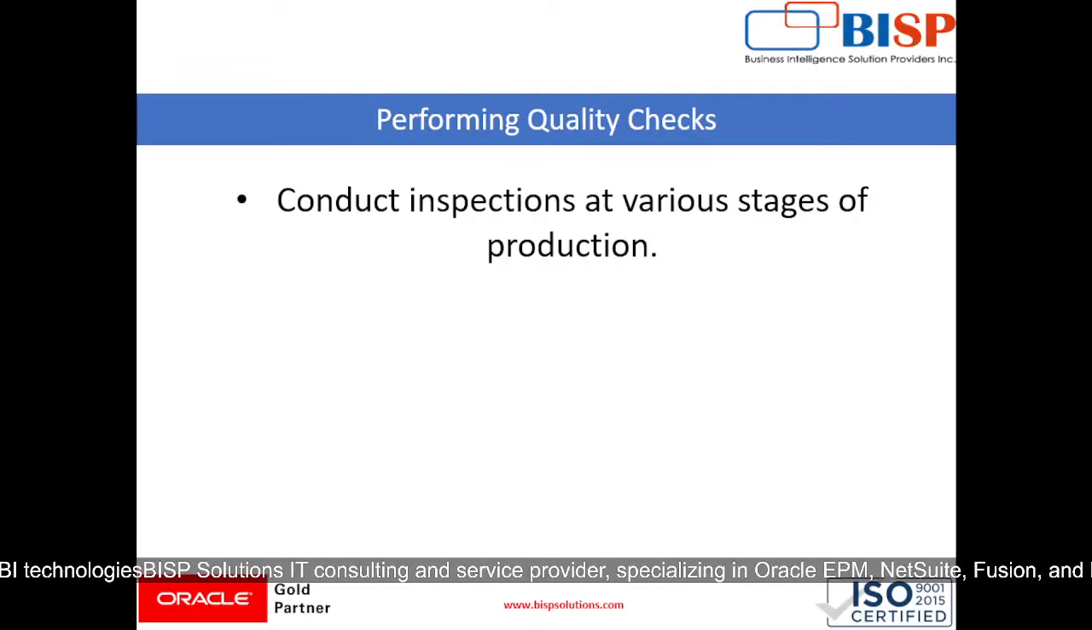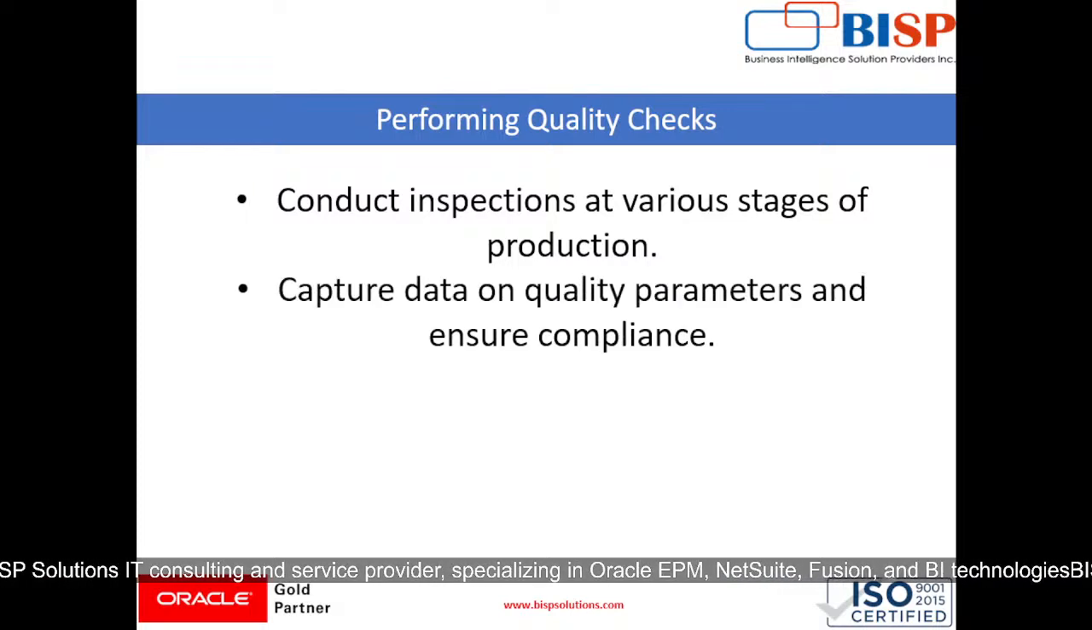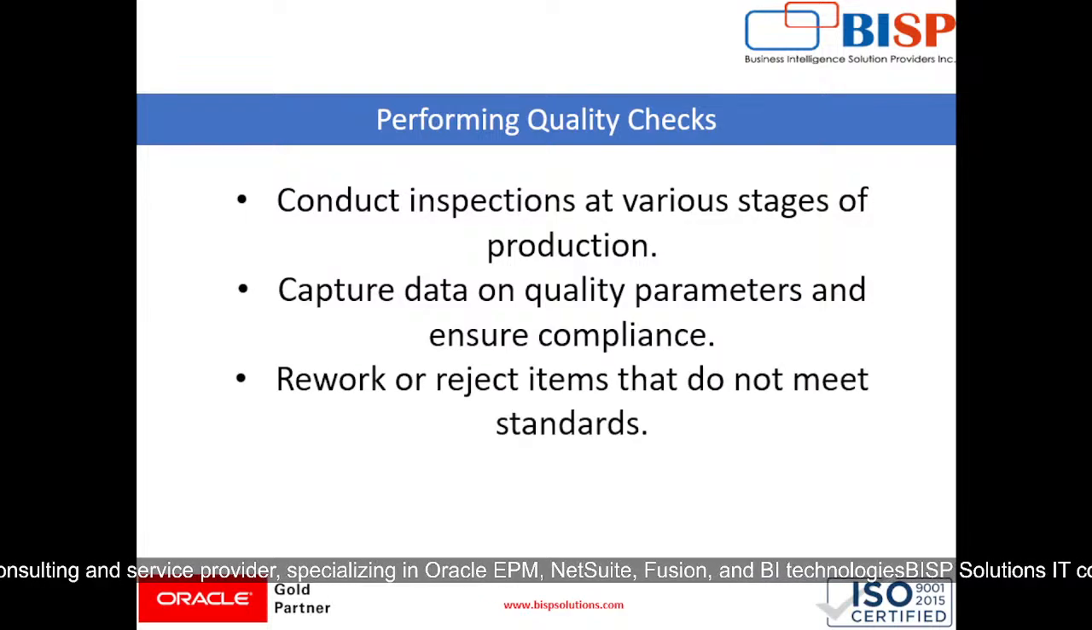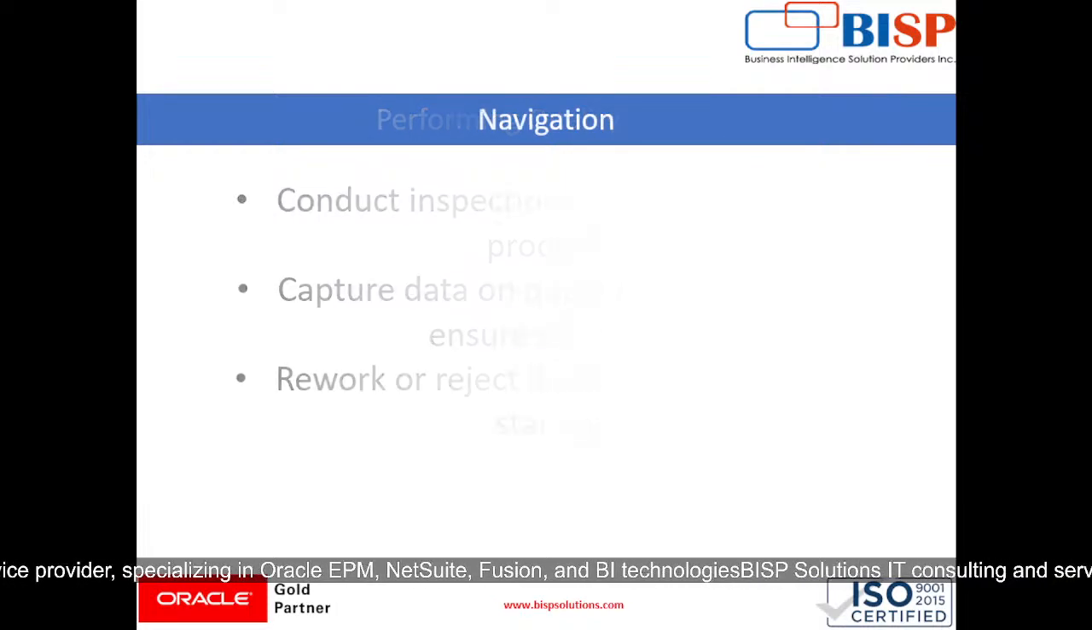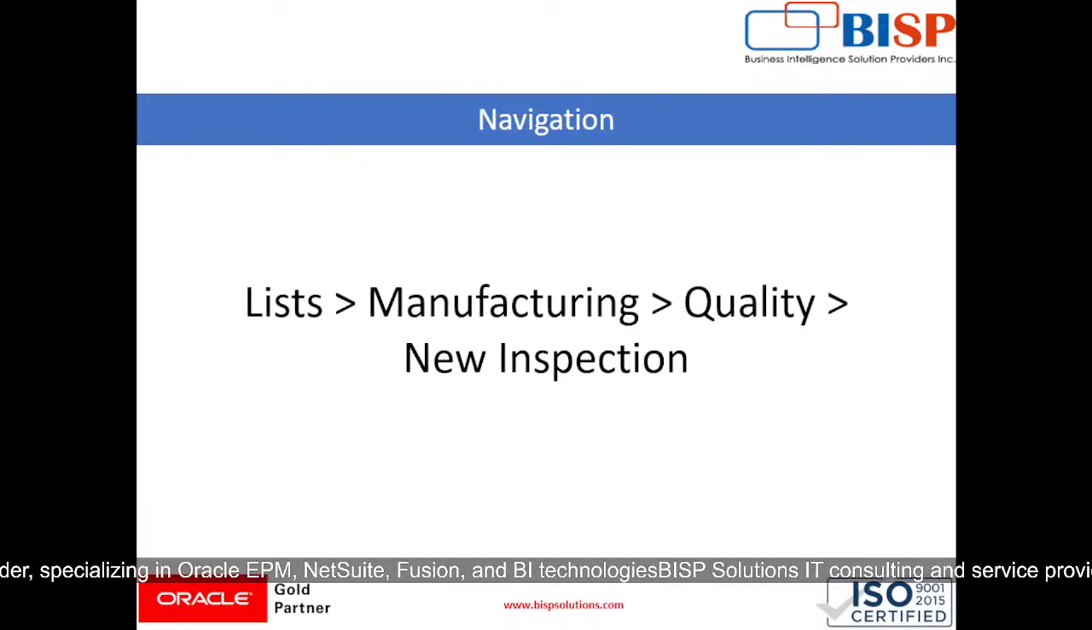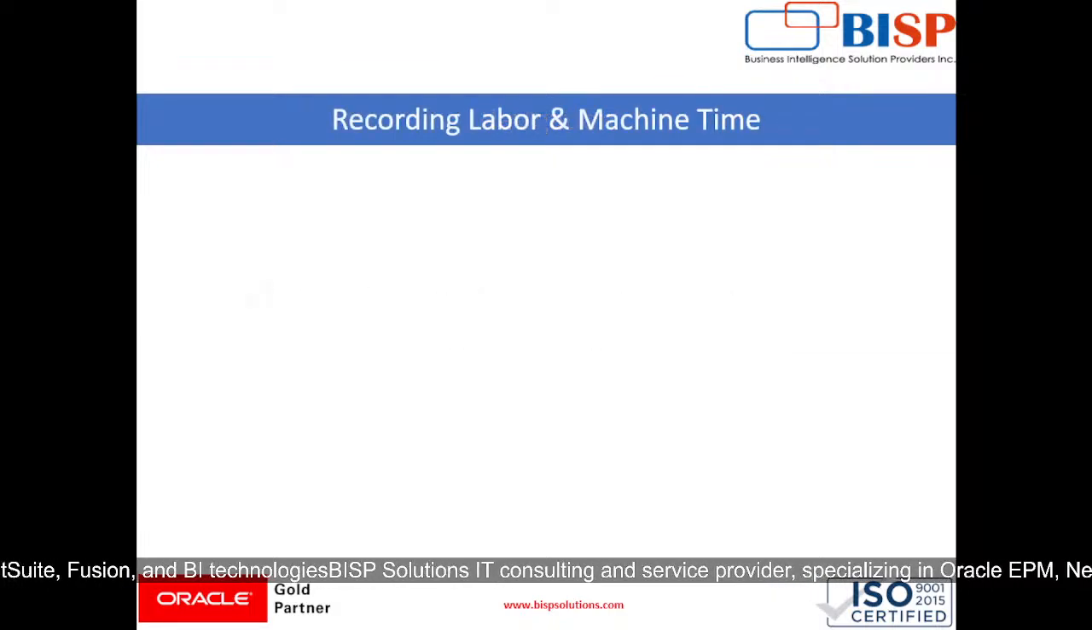Then performing quality checks, where we can conduct inspections at various stages of production, capture data on quality parameters and ensure compliance to the same, and then we can rework or reject items that do not meet our standards. For that, we have to navigate to list. Under list, manufacturing is there. Under manufacturing, we can click on quality, then we can click on new inspection.